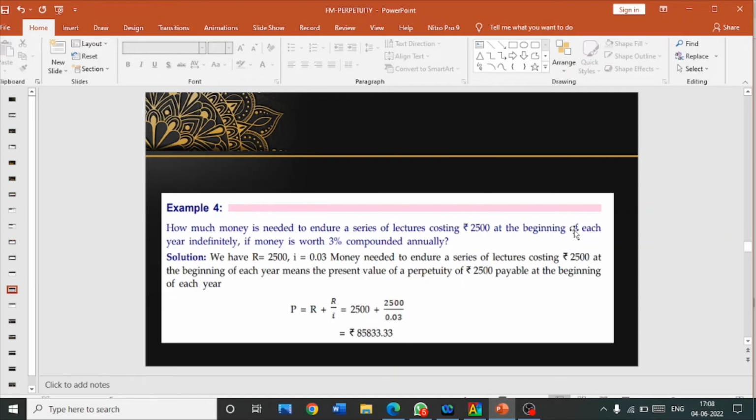So at the beginning of the year, they clearly mentioned it is the beginning. Beginning means the formula will be R plus R by I. Just apply it in the formula. 2,500 plus 2,500 by 0.03 multiplied by 100 by 100, then divide the value by 3, you will be getting 85,833.33. The 33 will keep going. No problem, you can stop it in the second place.